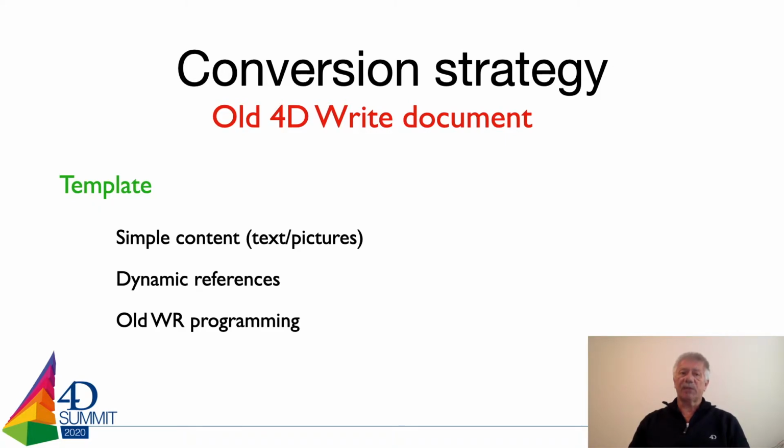What can be in a template? In the easiest case, static text and pictures, but also dynamic references coming from 4D commands, own project methods, fields and variables. As you have seen in the demo, references are converted and keep working. But you might have old 4D Write programming. In this case, you have to do some work to replace it by 4D programming or by 4D Write Pro programming.